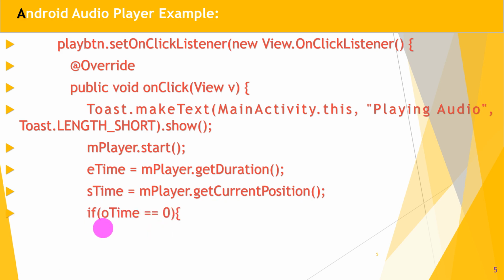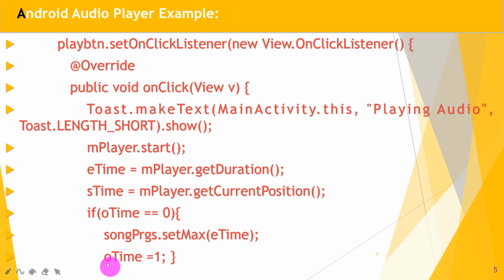Then mPlayer.getCurrentPosition, so it is the start time from where we have to start playing the song again. So is oneTime initially 0? If it is initially 0, then songProgress.setMax. What is the progress bar? It is called a SeekBar control. So what is the maximum time we have to set for the SeekBar? That is endTime, which is the duration of your song. Great. And oneTime is set to 1.